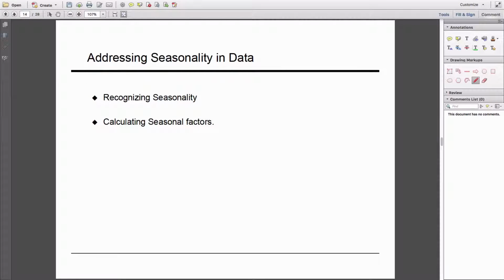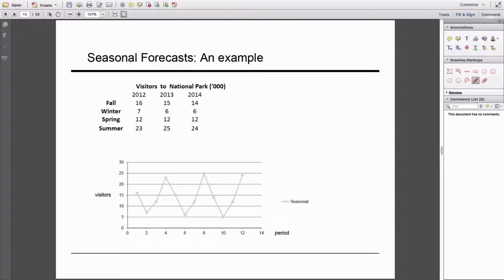We're now ready to address seasonality by calculating the seasonal factors. And this is kind of the focus of this module really. Here's an example of visitors to a national park that shows seasonality. I simplified the example just to illustrate the concept, and I'll walk through an Excel example later, based on the real data.